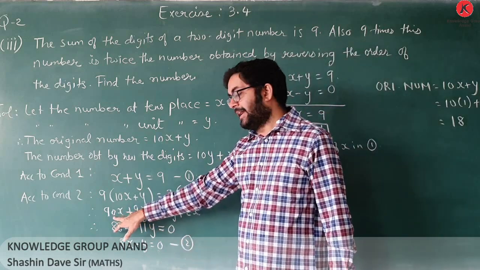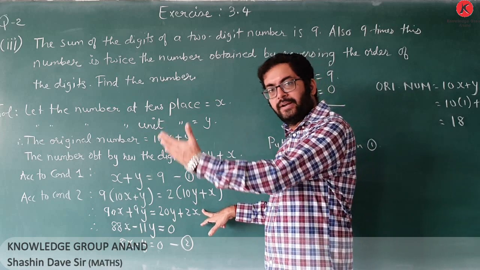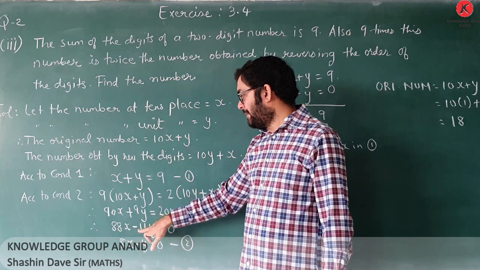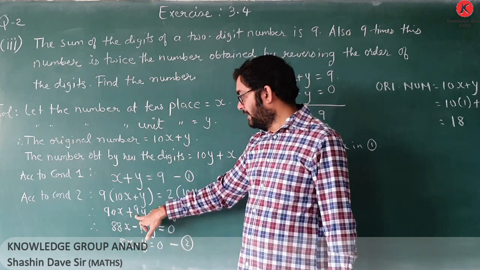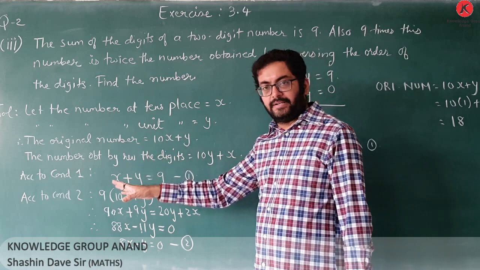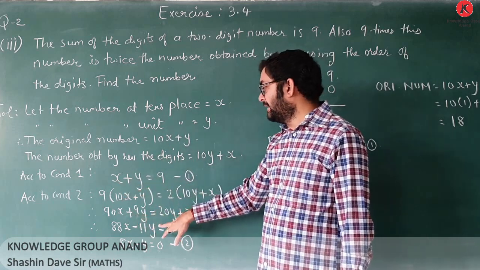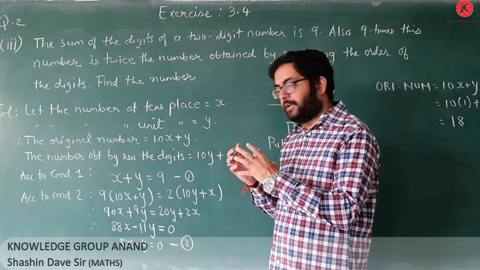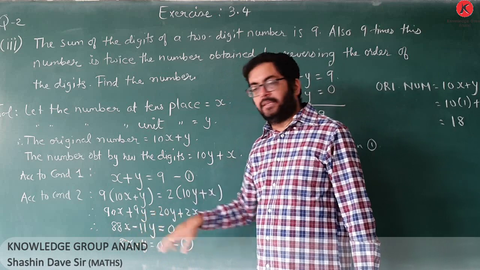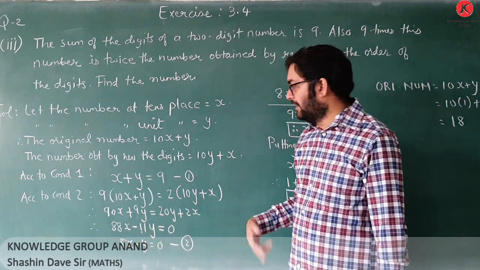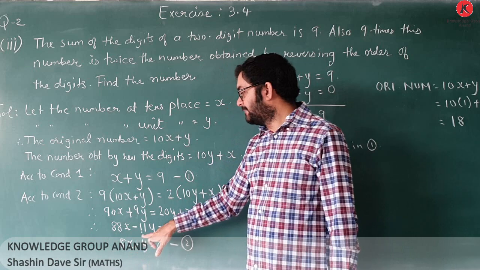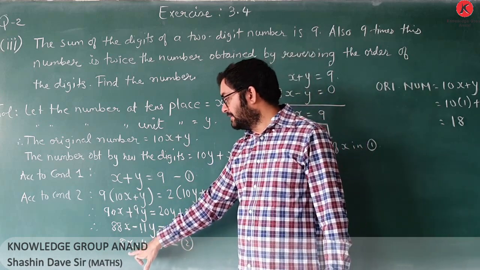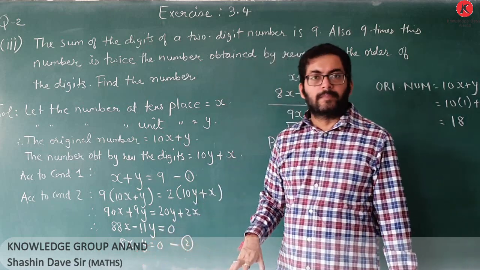Now there is no constant term, so I will take all the x and y on the left hand side. So here I am having 90x. When I take these 2x on the left hand side, 90x minus 2x will give me 88x. Here I am having plus 9y. When I take 20y on the left hand side, 9y minus 20y will give me minus 11y is equal to 0. Now to make this equation a little bit smaller, you can see that 11 is common in this term. So I will divide all the terms by 11. So 88x becomes 8x, 11y becomes y, 0 divided by 11 remains 0. So the second equation is 8x minus y is equal to 0.